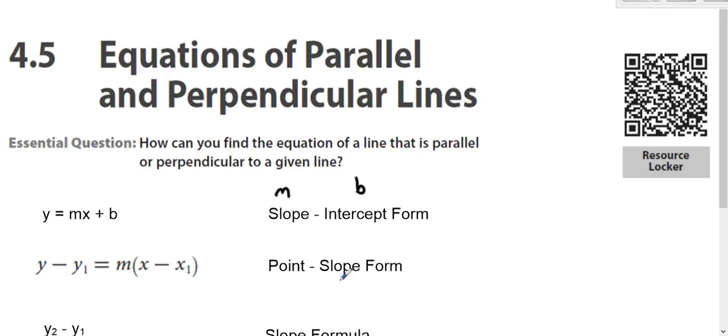Then there's point slope form, which is y minus y1 equals m, x minus x1. Again, m is the slope. The point is these little x's and y's with little number ones, x1 and y1. That's the point that you know about the graph.